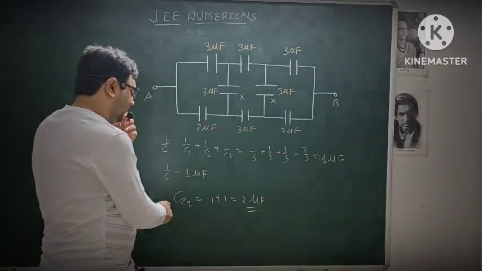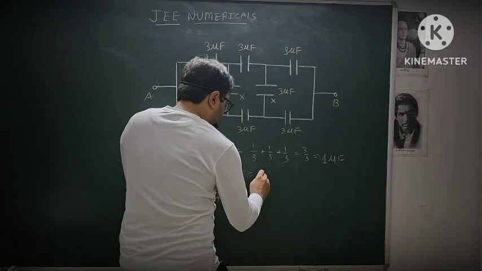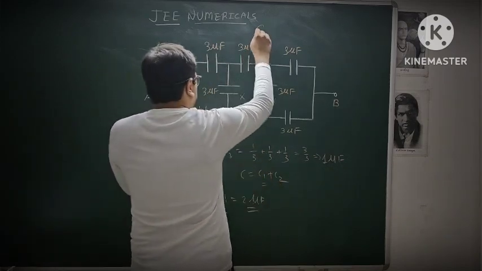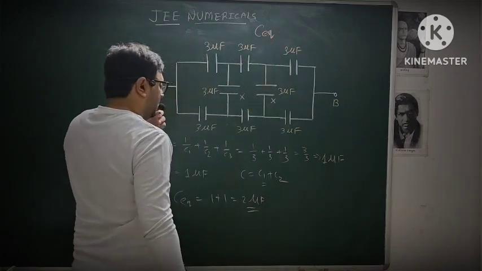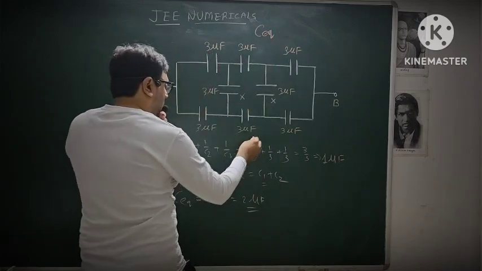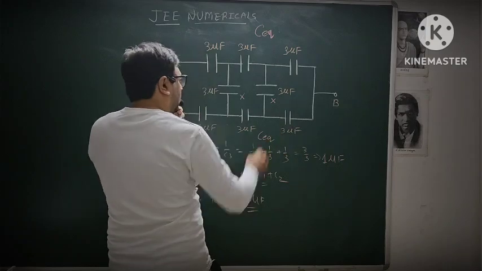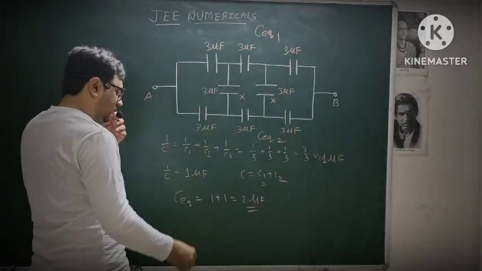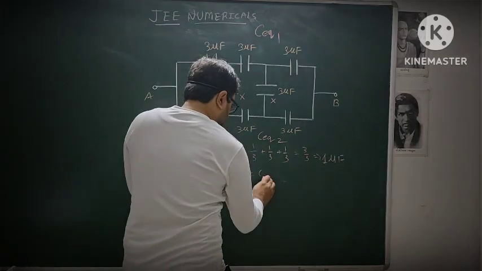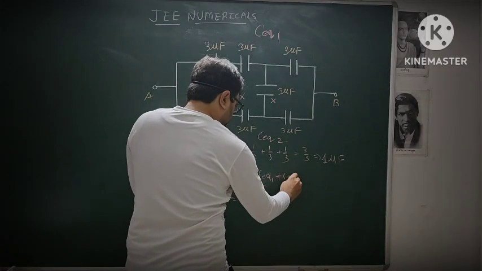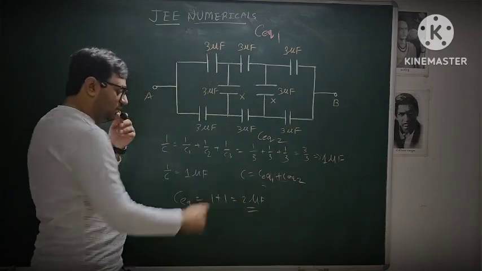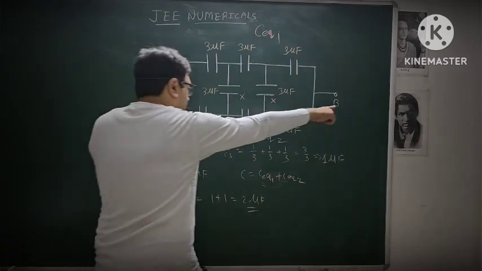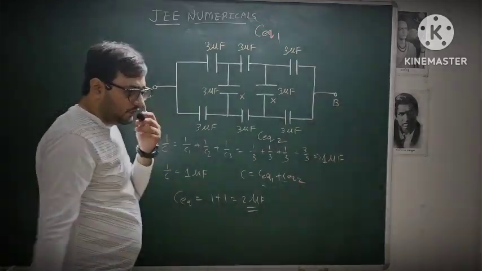So for parallel connection we use the formula, that is C is equal to C1 plus C2. Okay, now C1 is nothing but the above equivalent capacitance, and C2 is the below equivalent capacitance. Okay, that is CEQ1 and CEQ2. So similarly you can write, C equivalent 1 plus C equivalent 2, that is 1 plus 1, 2 microfarad, right? So this is the answer. The capacitance between these two points A and B is 2 microfarad. Thank you.